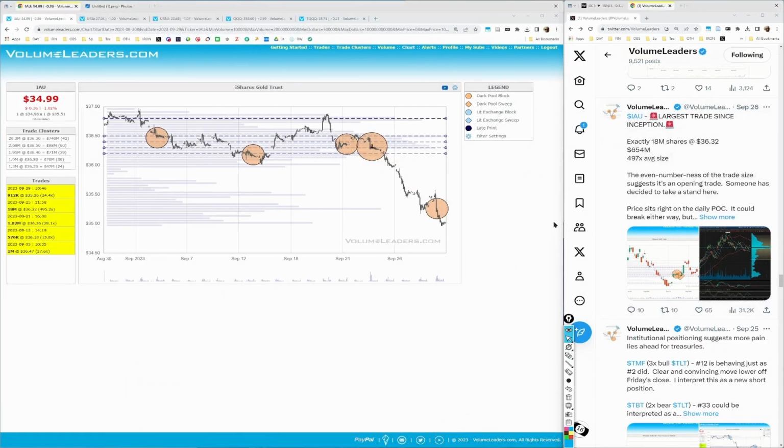Okay, we've done the intro, so now let us move on to how we can actually use Volume Leaders and what real benefit it can be to us as traders, whether we're intraday traders or swing traders. The first example, they're all recent examples from last week, that I want to talk about is IAU.